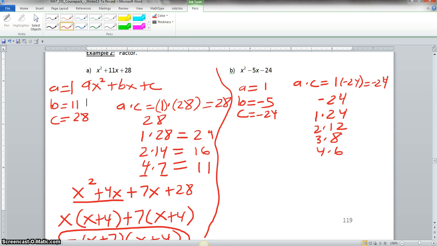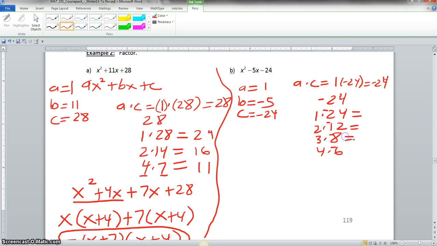Now, in order to get a negative number when you multiply, one of the numbers, it doesn't matter if it's the larger or the smaller, has to be negative multiplied by the positive number. So we have to determine which one of these numbers is going to be negative and which one is going to be positive. And this is how you could do it. If multiplying A and C gives you a negative number and your B is negative, that means that the larger number will be negative. So that's the larger number of all of these factors.